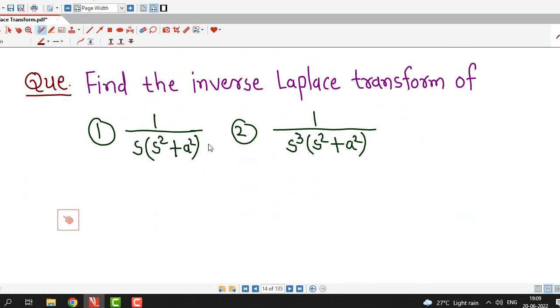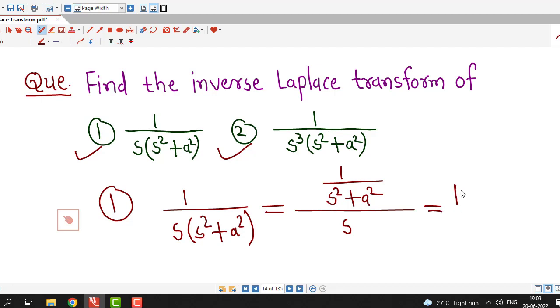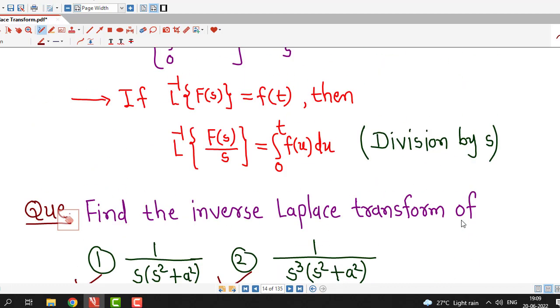Find the inverse Laplace transform of these two functions. And we start with first function. First function is 1 divided by s times s square plus a square. So this I can rewrite as, in the denominator I write s, and here I write 1 divided by s square plus a square. So you can see, if I consider F of s equal to 1 divided by s square plus a square, then it is in this form, L inverse of F of s divided by s.